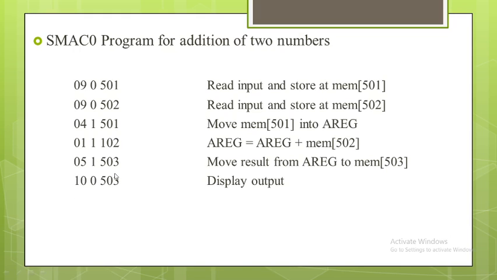After that I am going to display the content of address 503 by using the opcode 10, where operand 1 is 0 because we are not going to use any register or condition code here. And after that we will terminate the execution of the program by using 00, which stops the execution of the program. So this is a very simple example of a SMAC 0 program for the addition of two numbers.